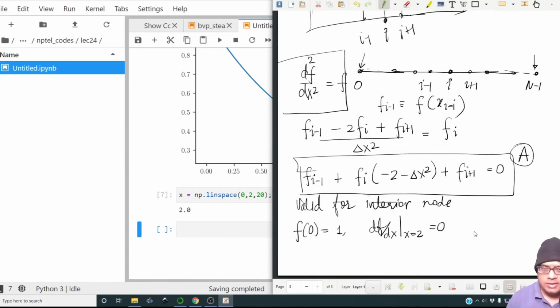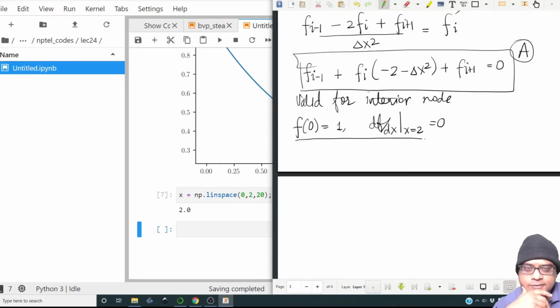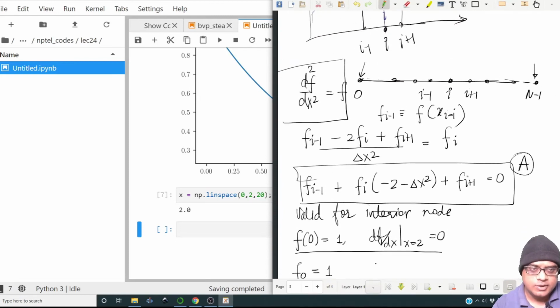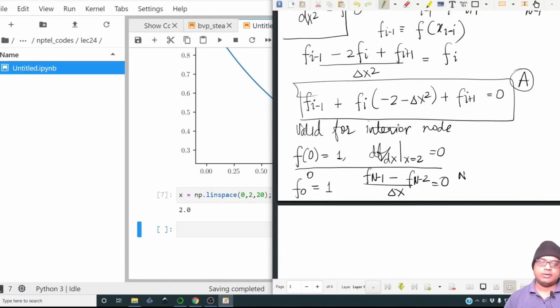Now while we're at it, let's have a discretization for this as well. This is quite trivial. This is simply going to be f0 equal to 1. And for the other, let me take a backward difference at the final node, which will involve n minus 1 and n minus 2. Fine. So this will be f at n minus 1 minus f at n minus 2 by delta x, going to be 0. So this is for node number 0, and this is for node number n minus 1.